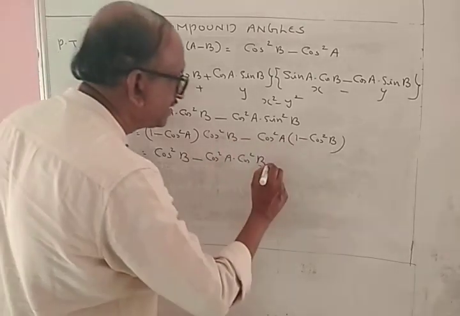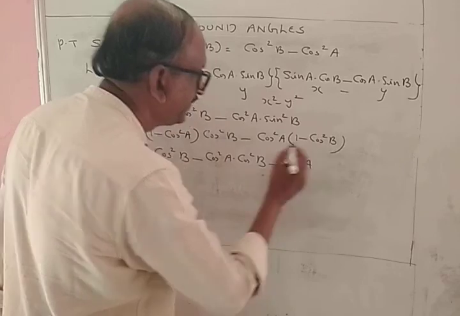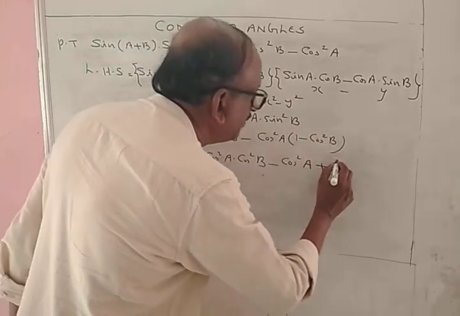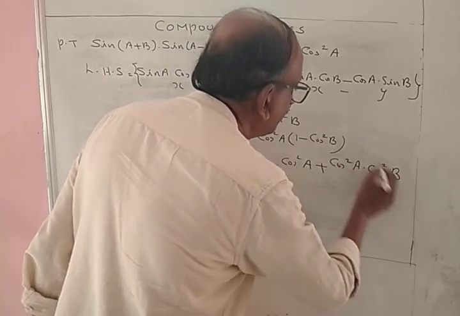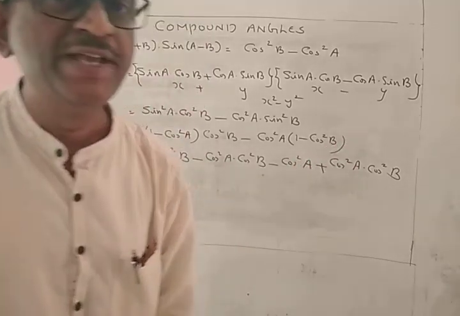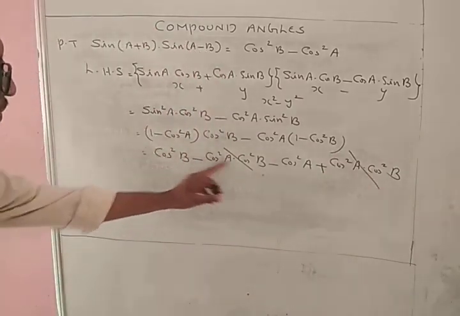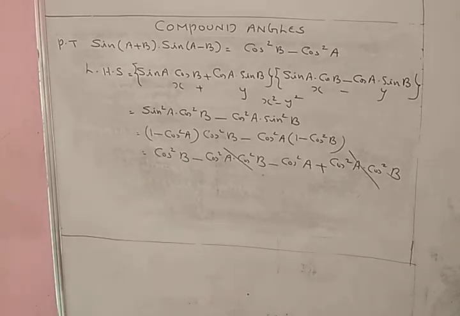Then minus cos squared a into 1 is cos squared a, minus, minus, plus cos squared a into cos squared b. Here minus cos squared a into cos squared b, here plus cos squared a into cos squared b got cancelled. Answer cos squared b minus cos squared a. This is the right hand side.